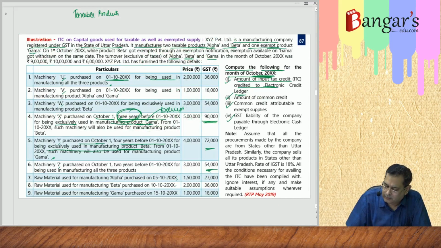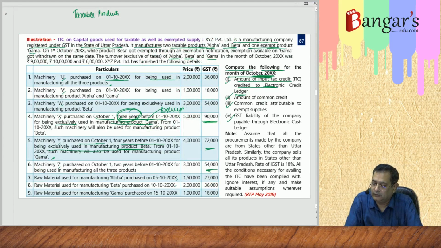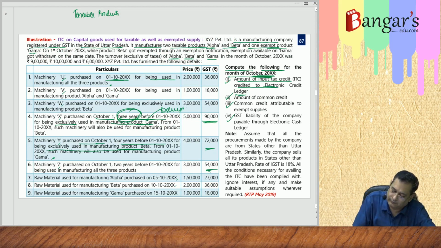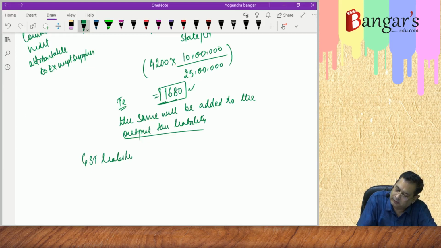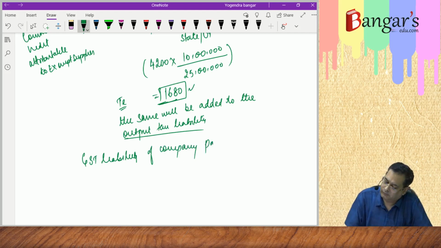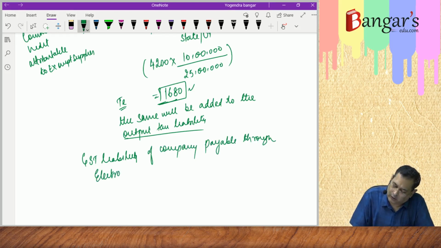Now, the last part they are asking: GST liability of the company payable through electronic cash ledger.